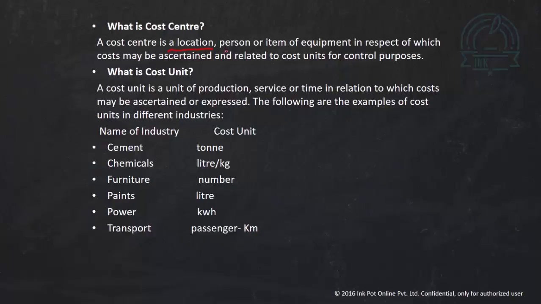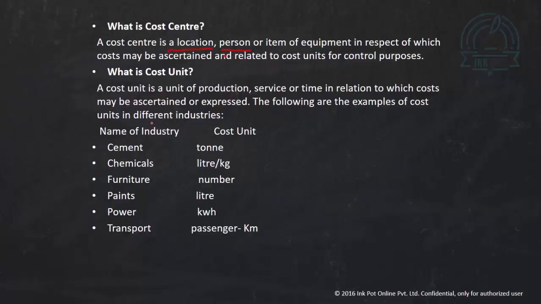Now I want to know how much my company is spending on a particular manager. So here my cost center will be a person. So cost center means for which we are going to calculate the cost, right?